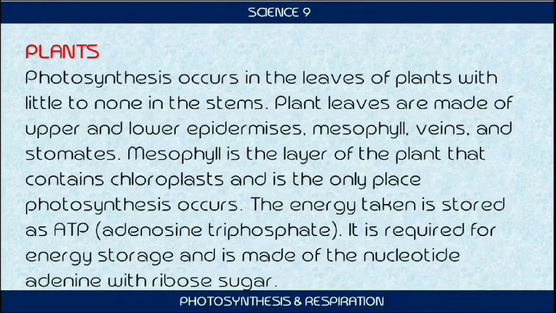The energy taken is stored as ATP or adenosine triphosphate. It is required for energy storage and is made of the nucleotide adenine with ribose sugar.